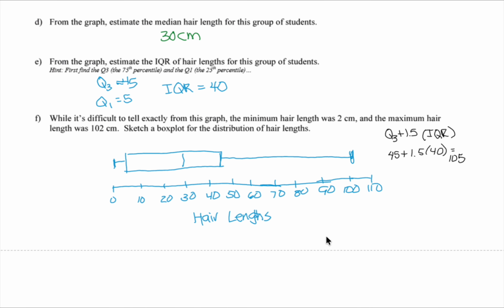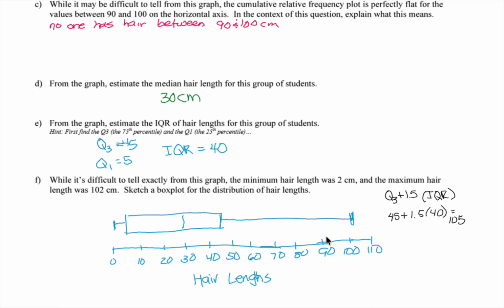Okay, so moving on to the last but not least part, part F. Finally, this part asks us to sketch a box plot, and this is a concept that we're working on in all of the videos so far. One of the main concepts in AP Statistics. So we're told in this question the minimum hair length is 2 centimeters and the maximum is 102 centimeters. So now we have the full 5 number summary.